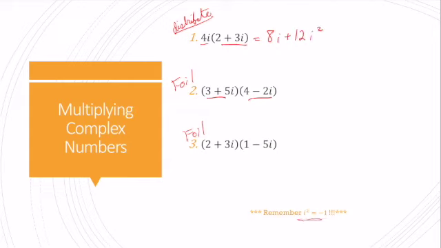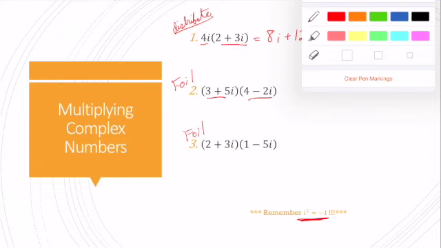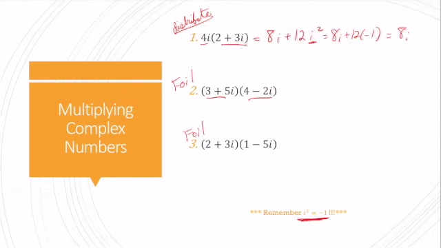Friendly reminder, i squared equals negative 1. So I'm going to want to substitute that back in. I don't want to see any i squareds. So I have 8i plus 12 times negative 1. That gives me 8i plus, oops, not a plus, 8i, negative 1 times 12 is negative 12. But remember, I want them all to be in the form a plus bi, where a is my real part. So I'm going to rewrite this as negative 12 plus 8i.